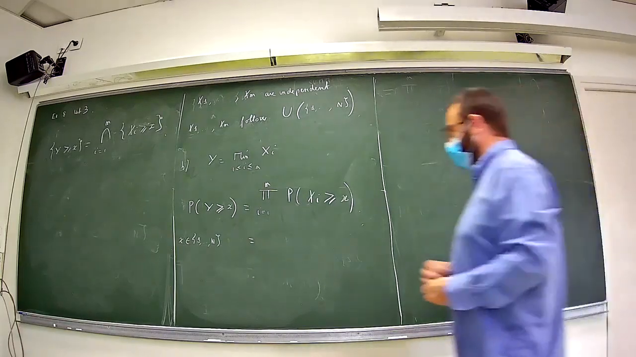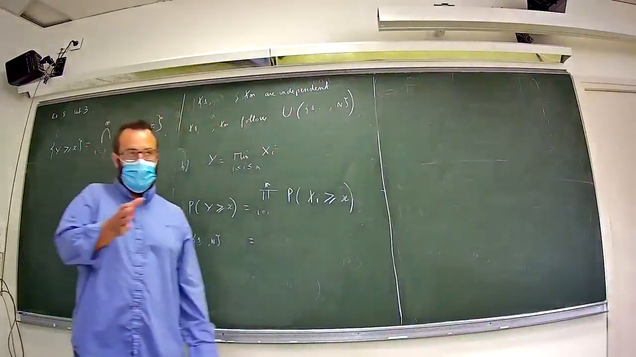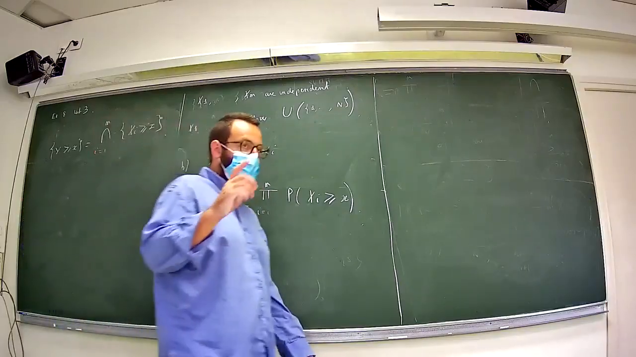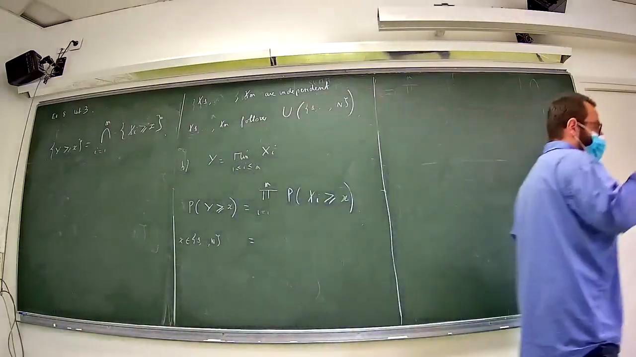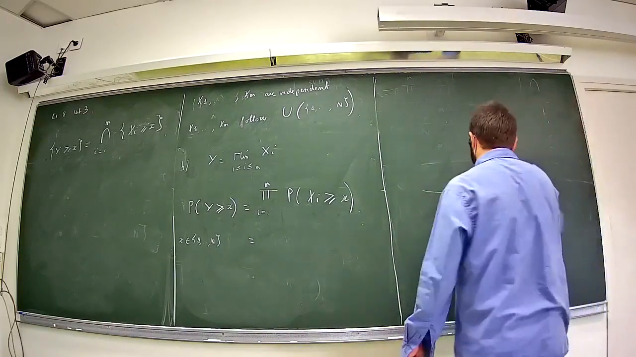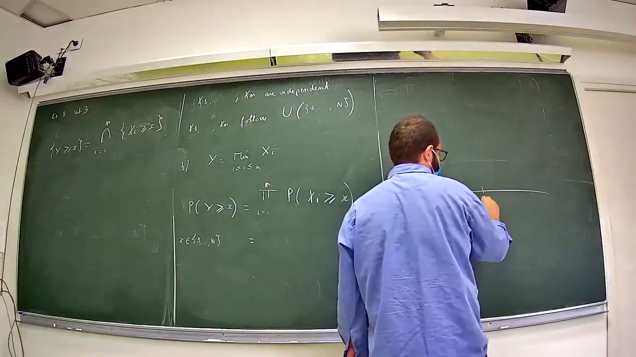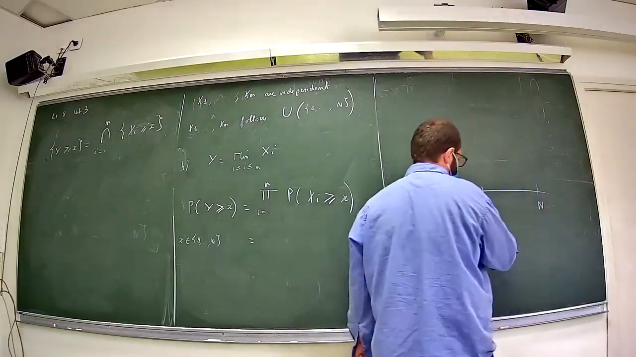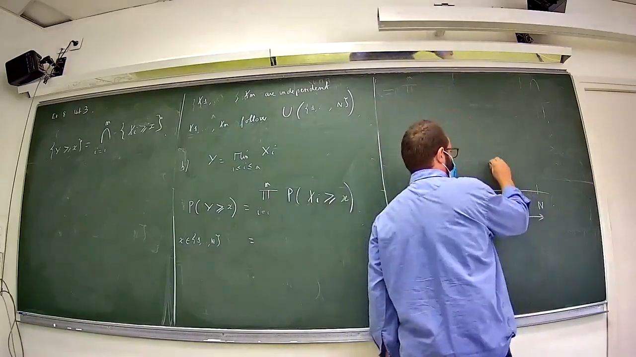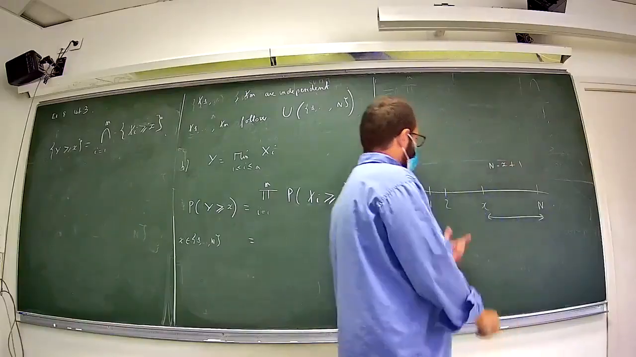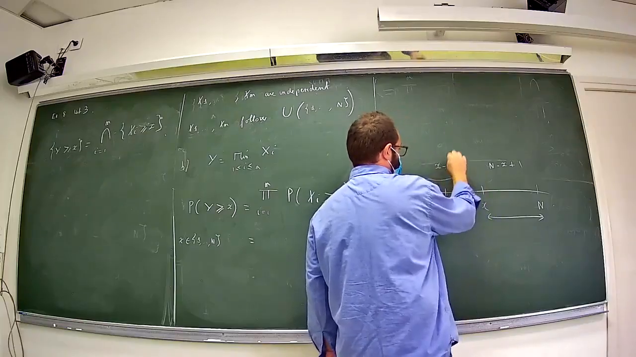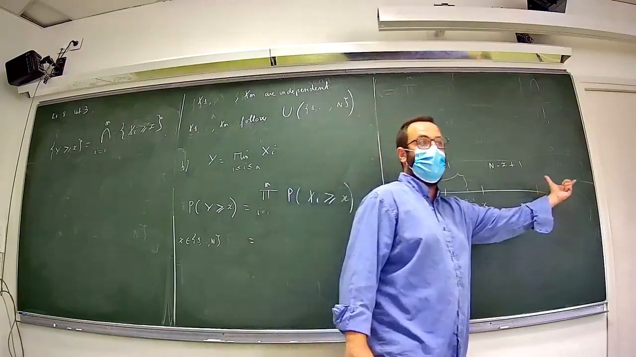So the numbers between x and capital N: I have capital N minus x plus 1 numbers between small x and capital N. We have 1, 2, x, n. How many numbers between x and capital N? I have n minus x plus 1. Now why? Because here I have exactly x minus 1 numbers, for a total of capital N, in fact.